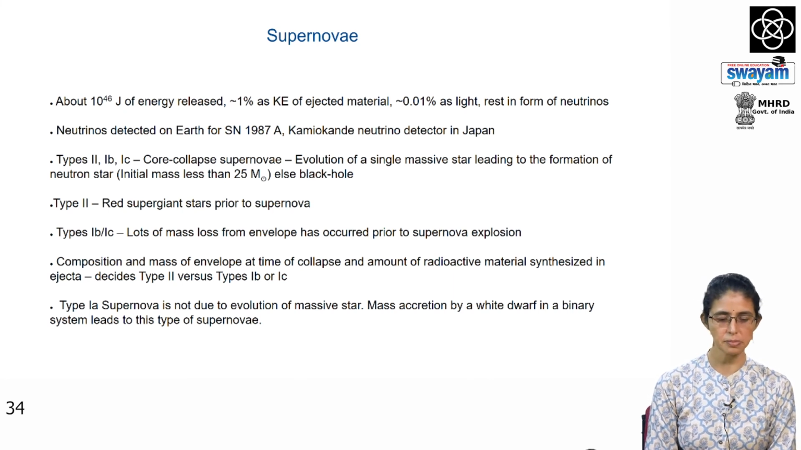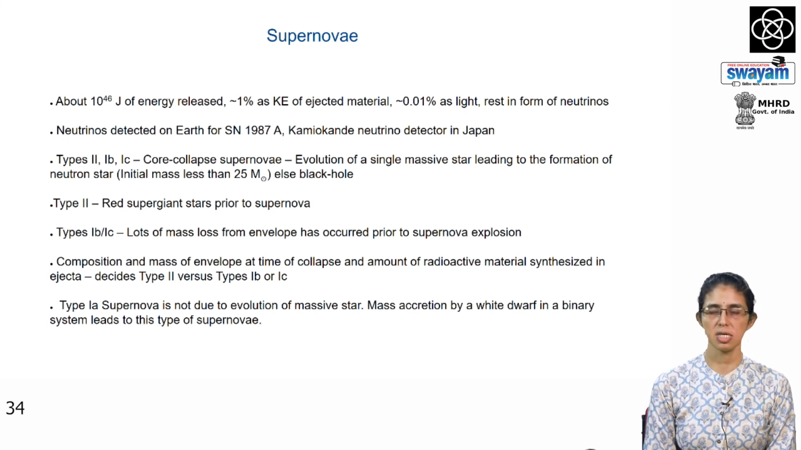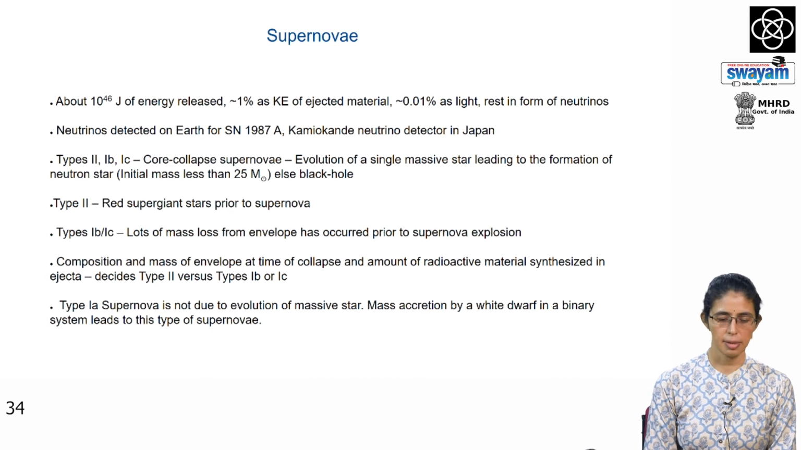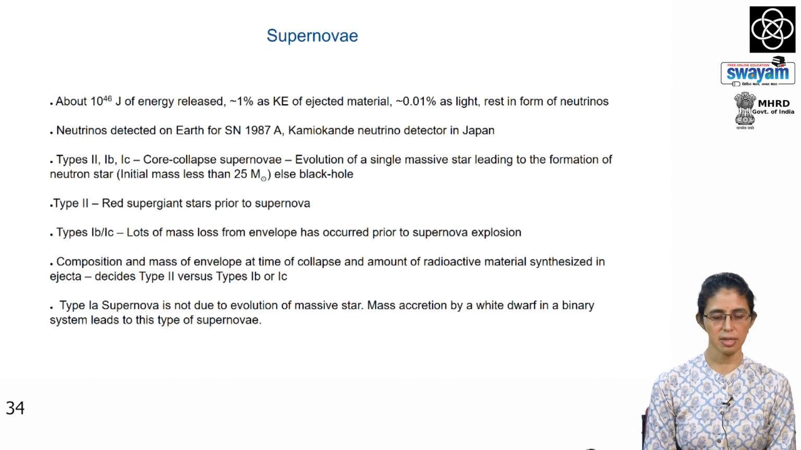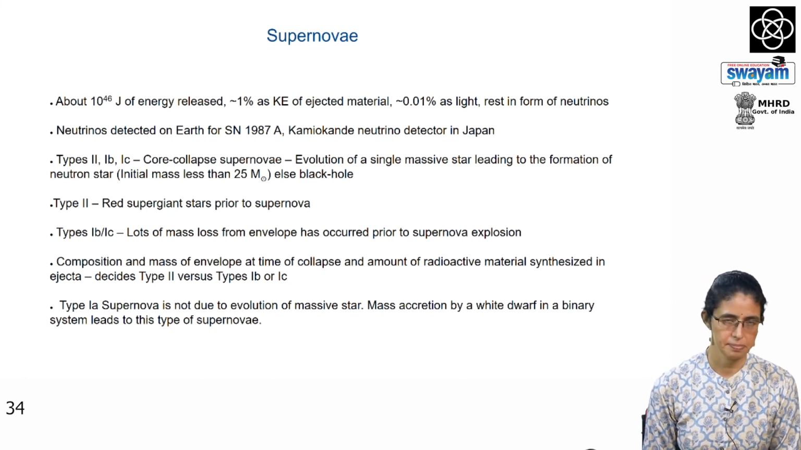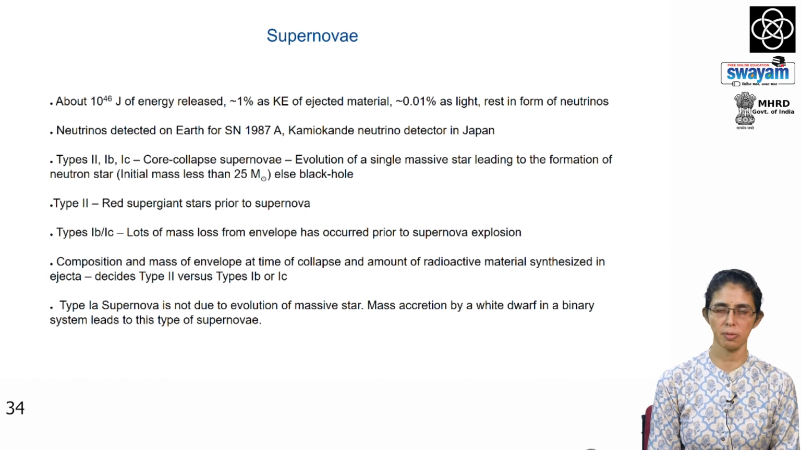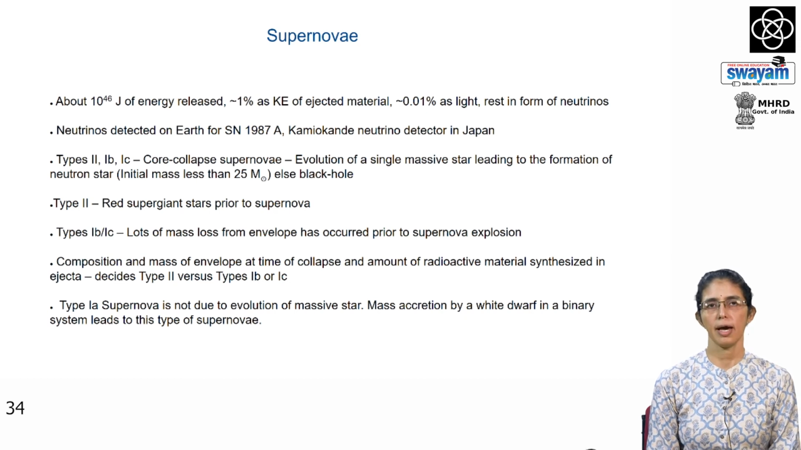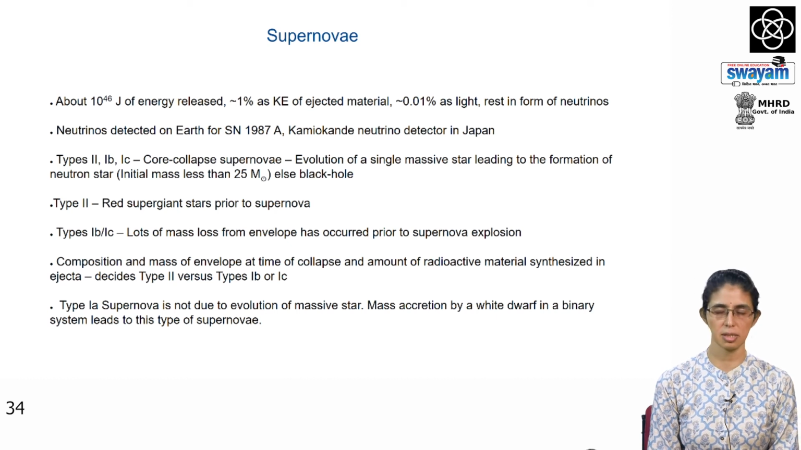We now know that supernova type 2 as well as type 1b and 1c are related to the evolution of a single massive star leading to the formation of a neutron star. That is, these classes of supernova represent the core collapse supernova as explained earlier. What explains the type 2 versus type 1b and type 1c for the core collapse supernova? The type 2 have the hydrogen absorption line, so it is believed that these arise because of explosion of the supergiant star as a supernova.